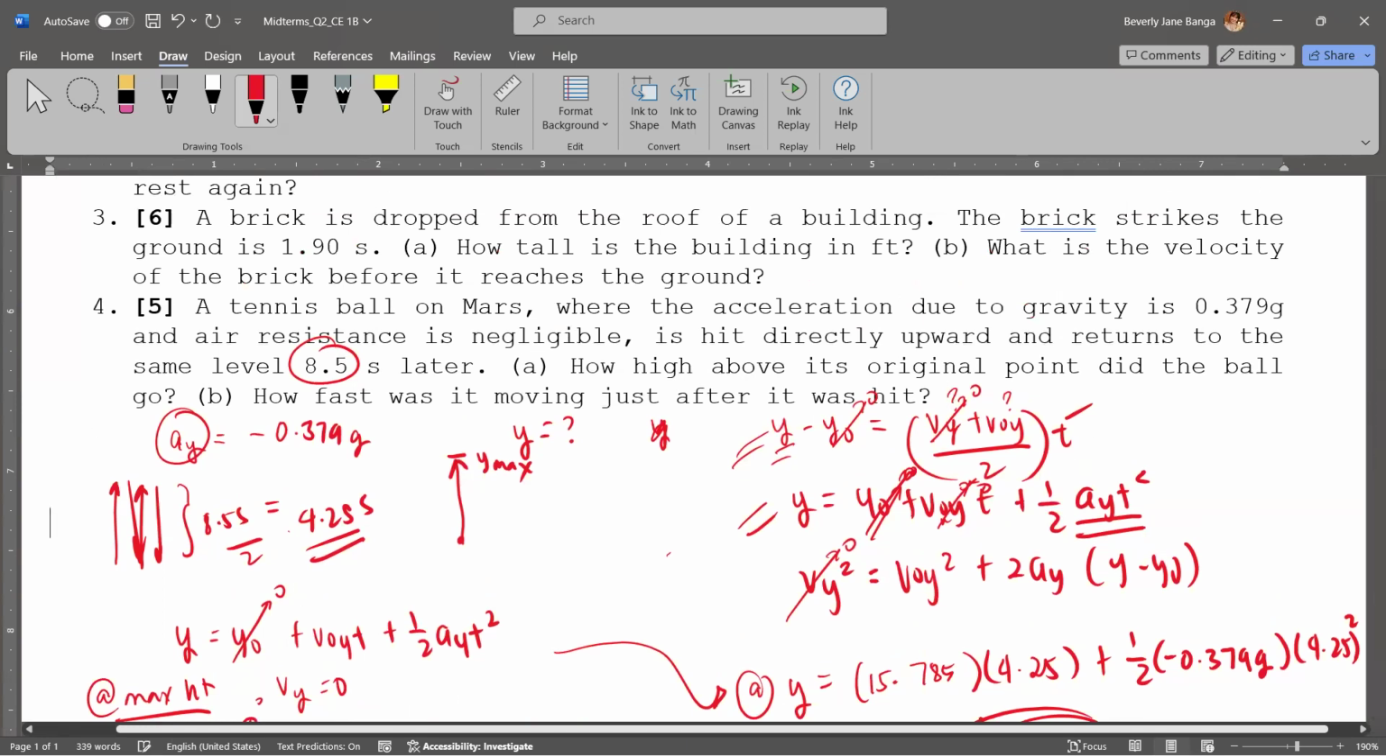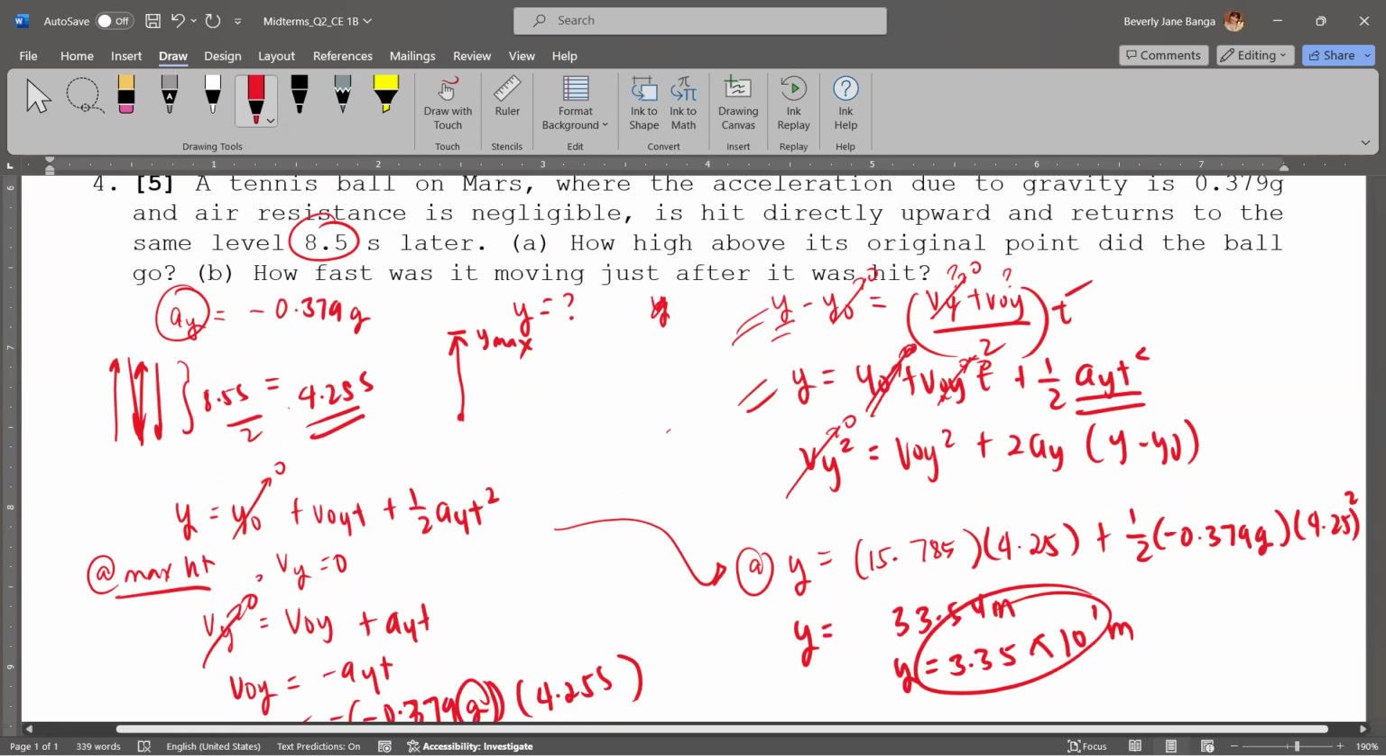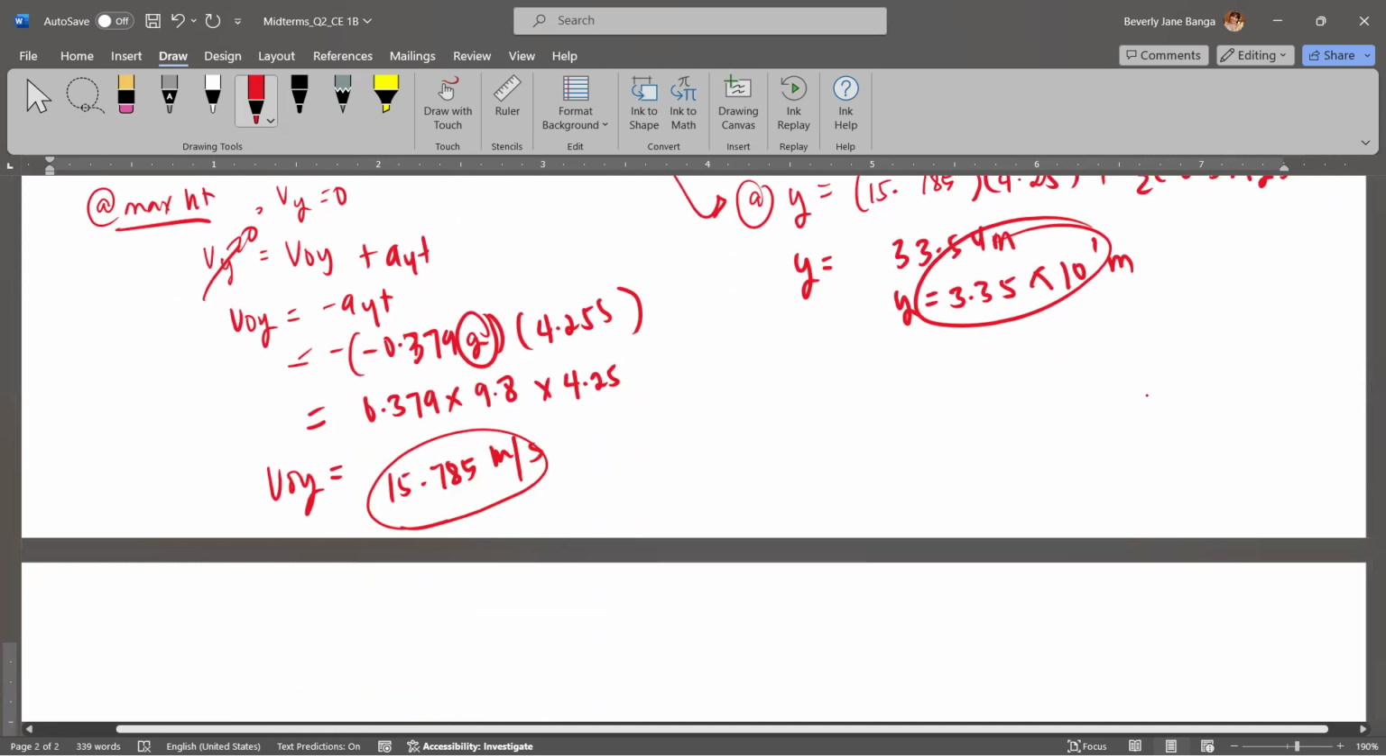For the Vy, how fast it is moving just after it was hit. So, yeah, hinahanap ko pala yung Voy. So, how fast it's moving after it was hit. So, initial velocity, Voy is simply 1.58 times 10 raised to 1 meter per second, positive direction.